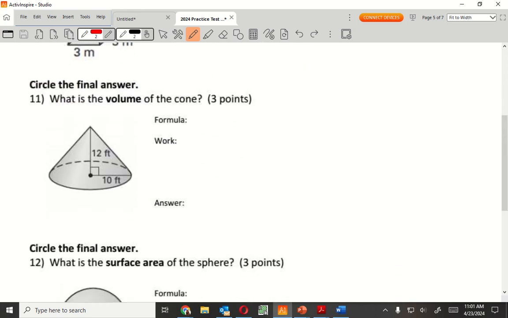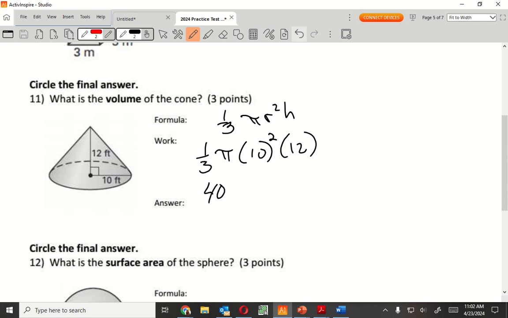Volume of the cone. This one's going to be 1/3 pi r squared h. So 1/3 pi, my r is 10 squared, h is 12. What's that going to be? 400 pi? Yeah. Which is going to give me 1252.